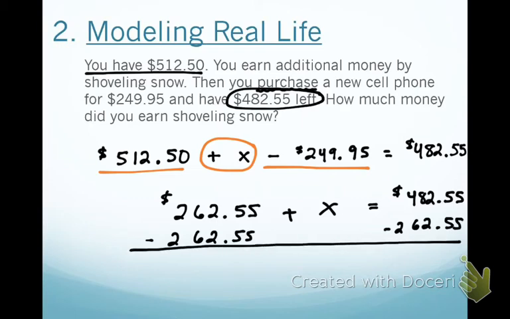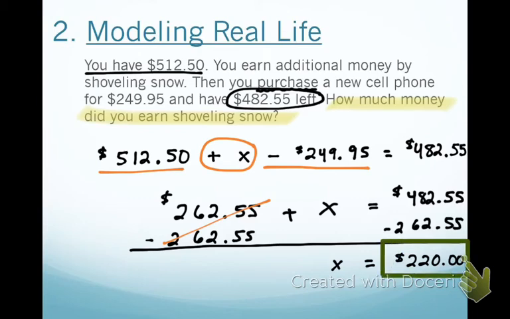All right, you guys do that part on your own. All right, so on the left side, we know that these are going to cancel out, and we are left with x equals, did anyone catch what x equals? $220. Very good, $220. So then I come back up here to my final question, and it says, how much money did you earn shoveling snow? The correct answer is $220.